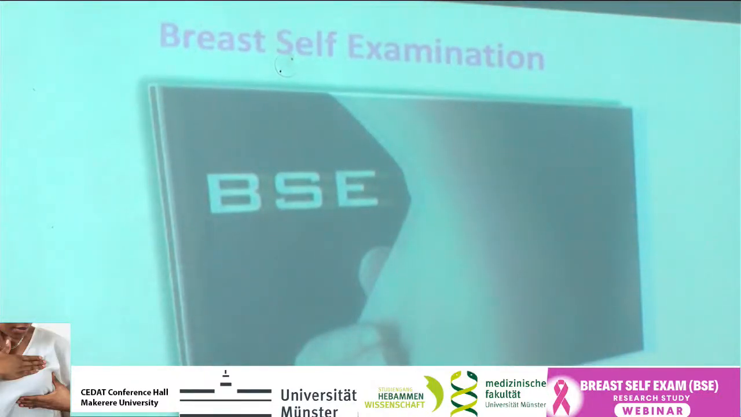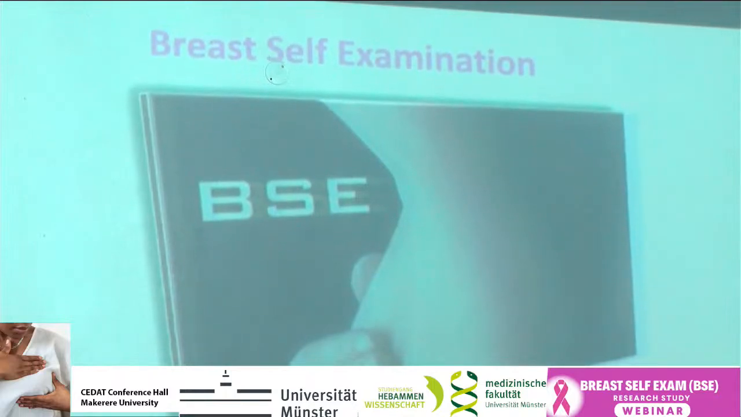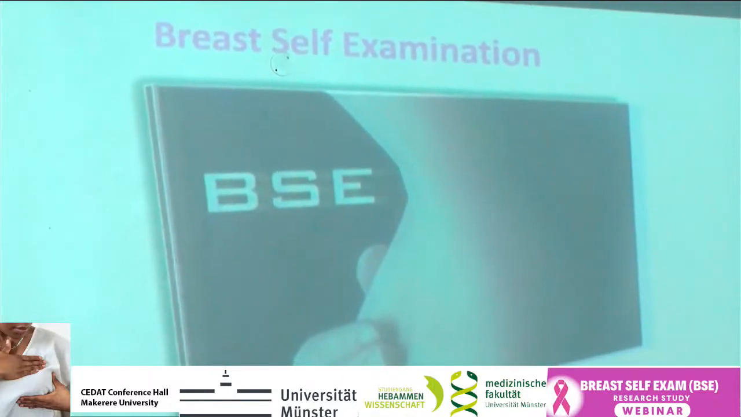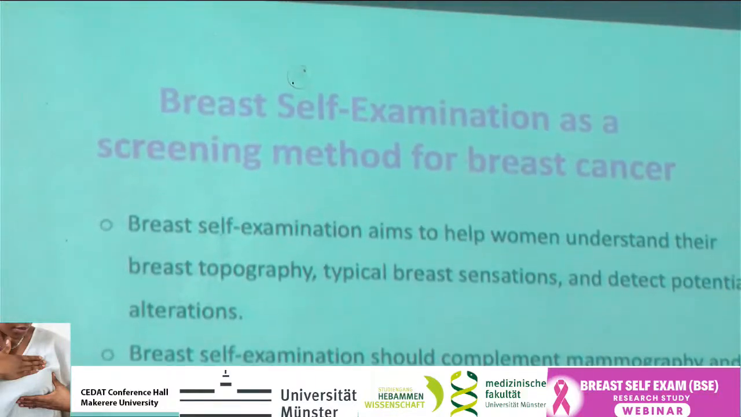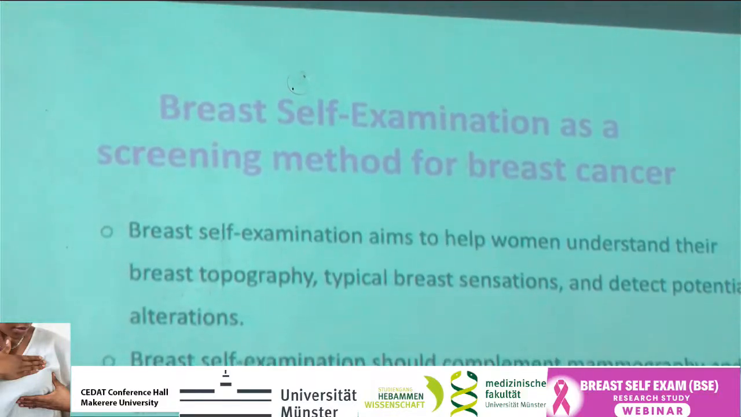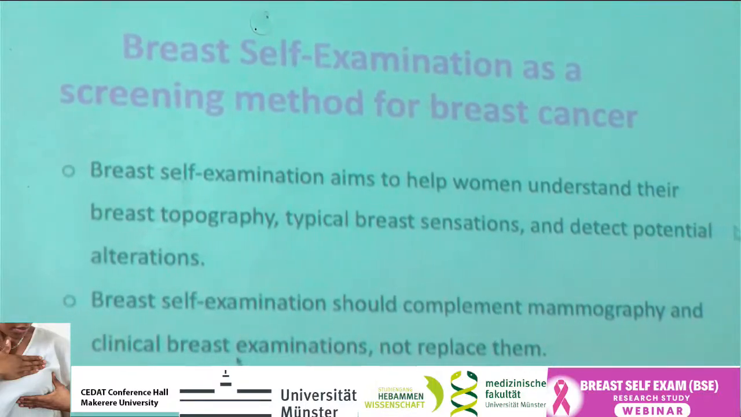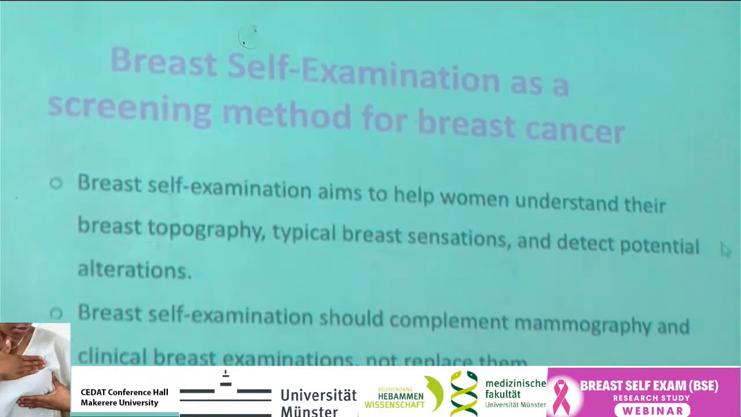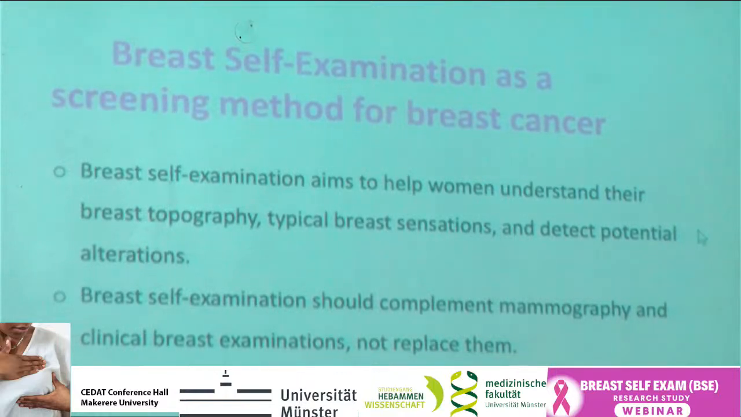Let us take a look at breast self-examination. We have already described what breast self-examination is, but let's look at it in detail. Breast self-examination as a screening method for breast cancer can help. It aims to help women understand their breast topography, typical breast sensations, and also detect potential alterations or changes.